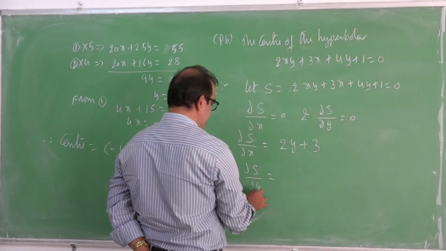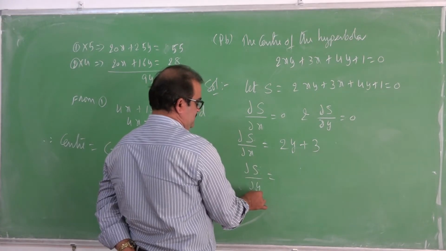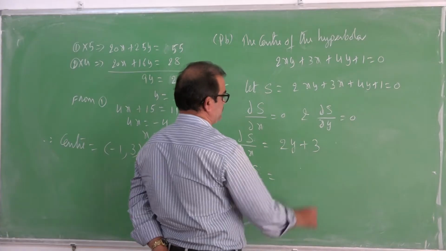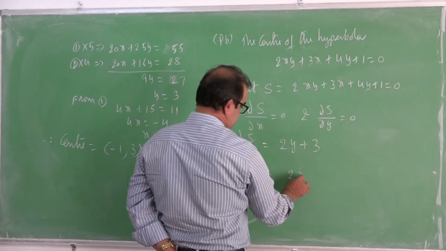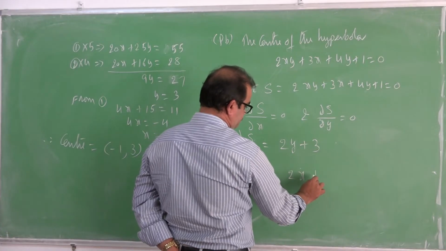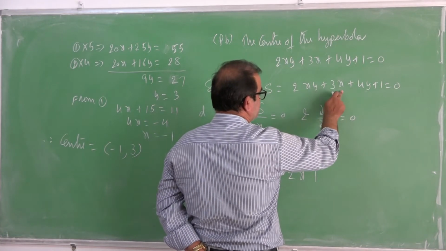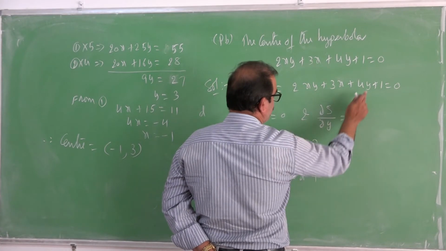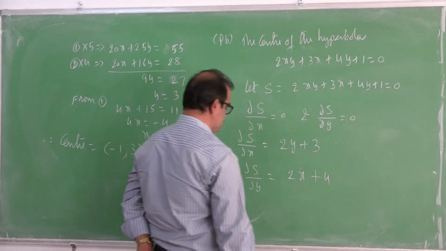Next, dou S by dou y. Differentiate partially with respect to y. Then x is taken as constant. 2 into x, derivative of y is 1. 3x is constant, so its derivative is 0. Derivative of 4y is 4, so plus 4. Derivative of 1 is 0.